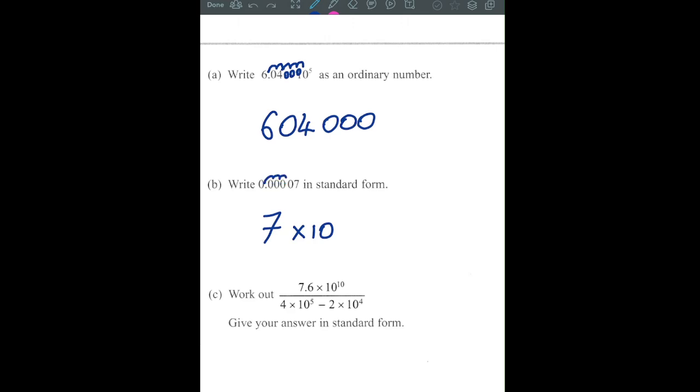4, 5. I want that decimal place to be behind the 7, so I've jumped 5 spots. It was a small number, so I jumped 5 spots, but I need to make the power negative.